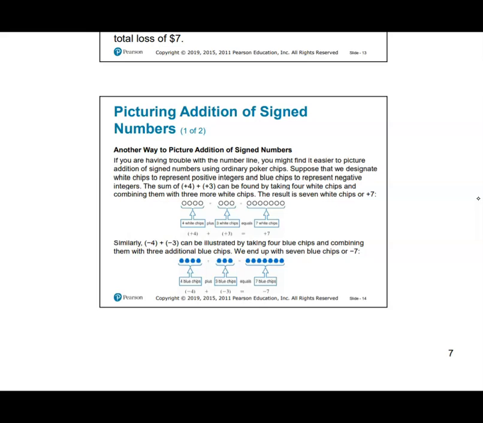The sum 4 plus 3 can be found by taking 4 white chips, which is what they've done here, and then adding another 3 white chips, and the total of that would be 7. Similarly, we could take -4 plus -3. Well, -4, since it's negative, would be 4 blue chips, and then add 3 blue chips because 3 is negative here, and we would get 7 blue chips, which would indicate -7.